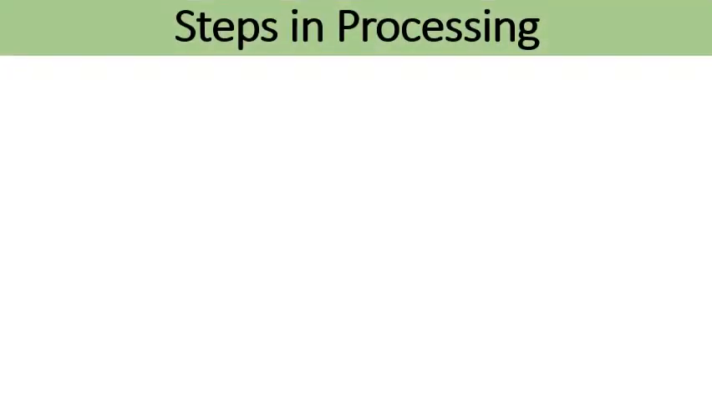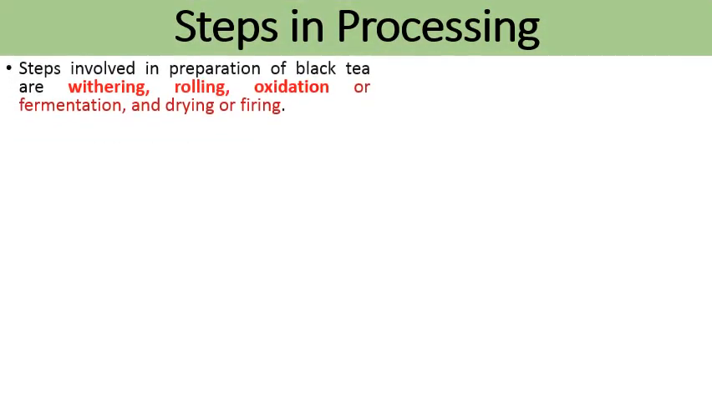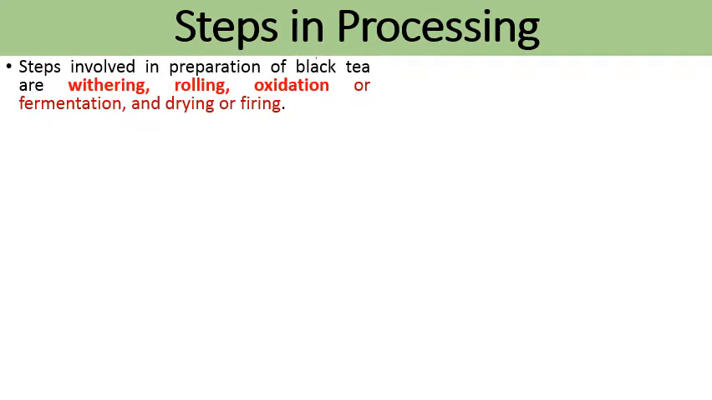Steps involved in tea processing. So there are various steps which are involved in synthesis of black tea or preparation of black tea, which include withering, rolling, oxidation or fermentation, and drying or firing. So these are the steps which are involved in tea processing.